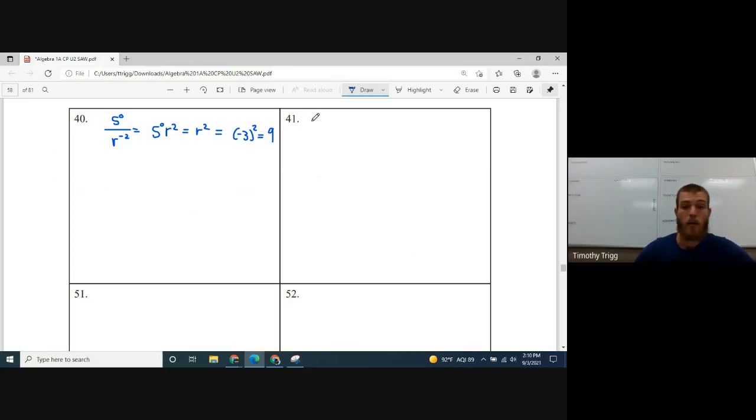41. 4 times s to the power of negative 1. So here we have a negative exponent, so that's going to come down into the denominator and then become a positive exponent. The 4 does not move down since it didn't have a negative exponent. It just stays on top. S is 5, so this becomes 4 over 5 to the power of 1. And 5 to the power of 1 is just 5, so we just call this 4 over 5. If you want it as a decimal, this would be 0.8.